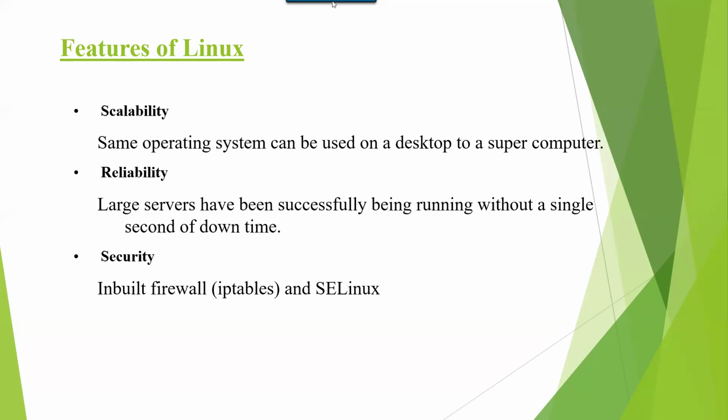I'm repeating, Linux is secure because inbuilt IP tables are there and SE Linux is there. IP tables are used to secure networking files. SE Linux is used to secure local files. Linux is secure because it works with a command line interface. Without knowing commands, we cannot configure anything in a Linux machine. You cannot access anything.